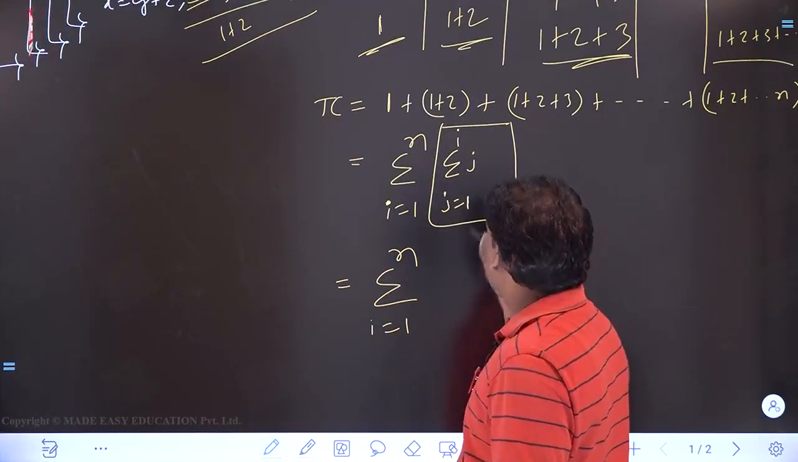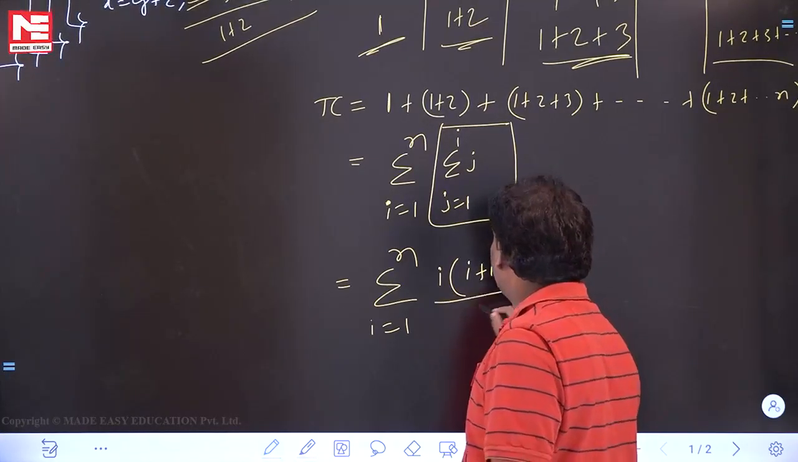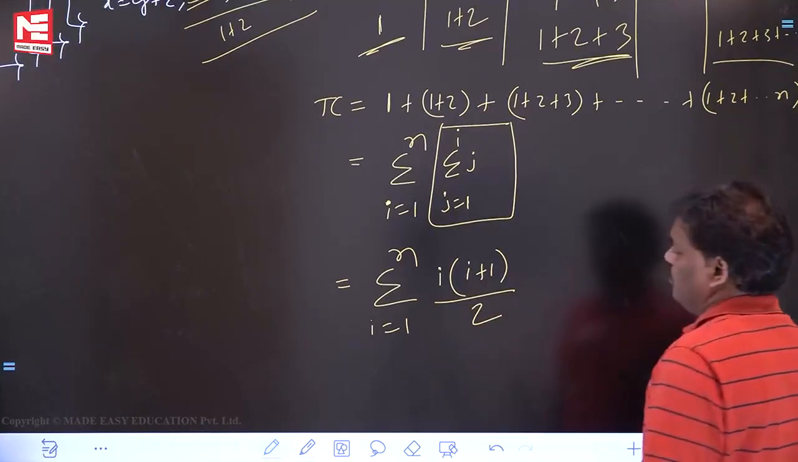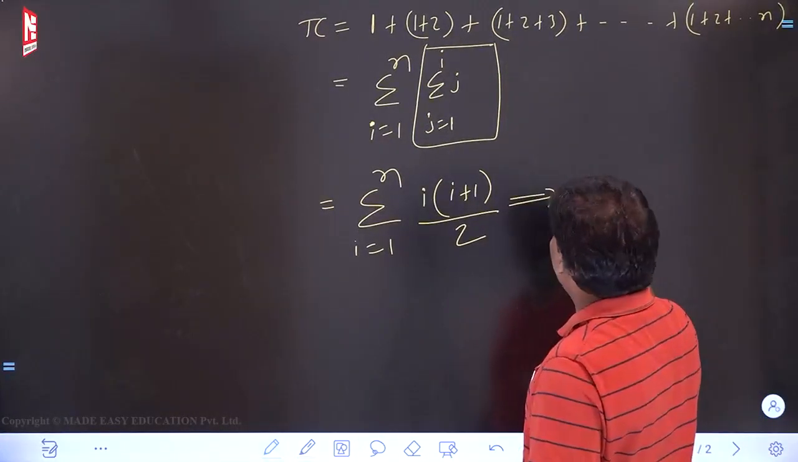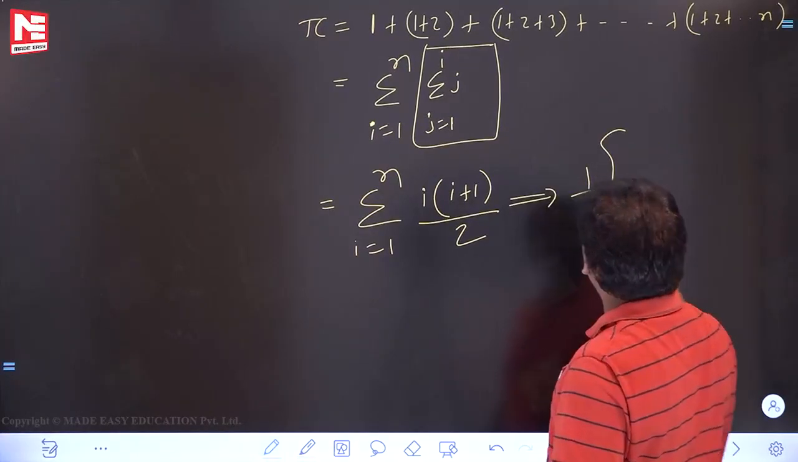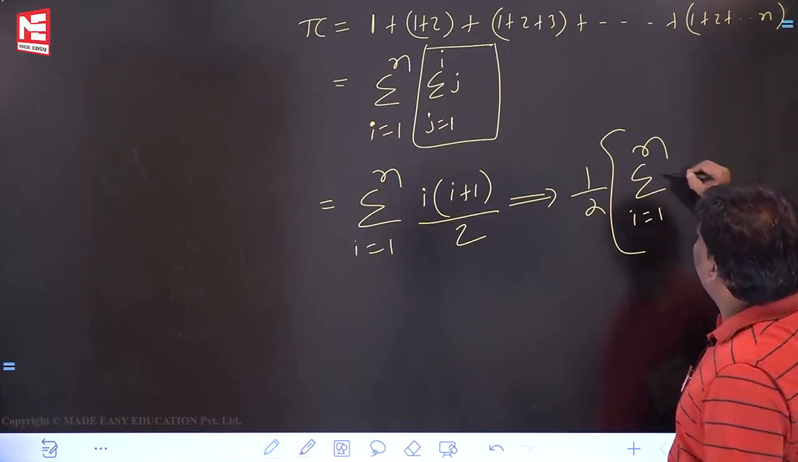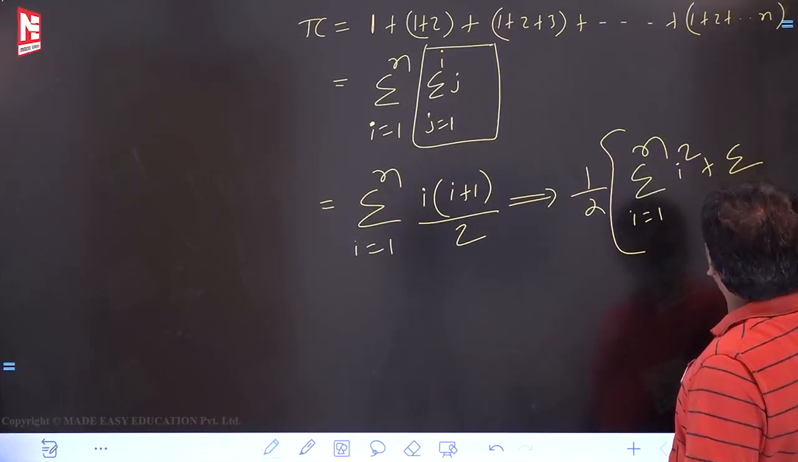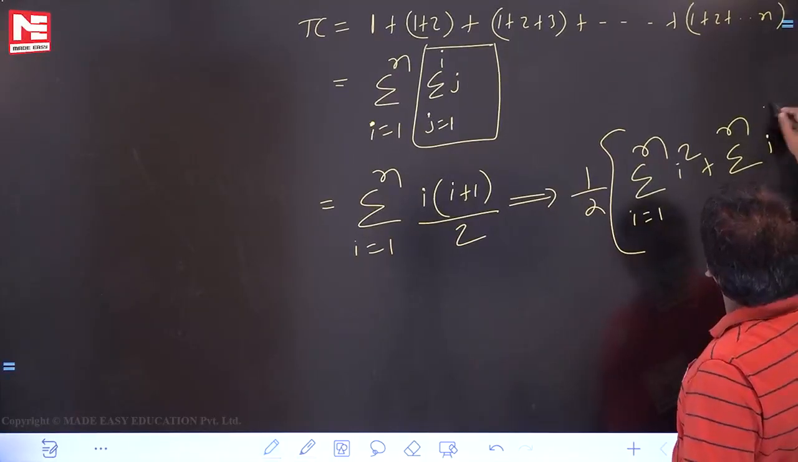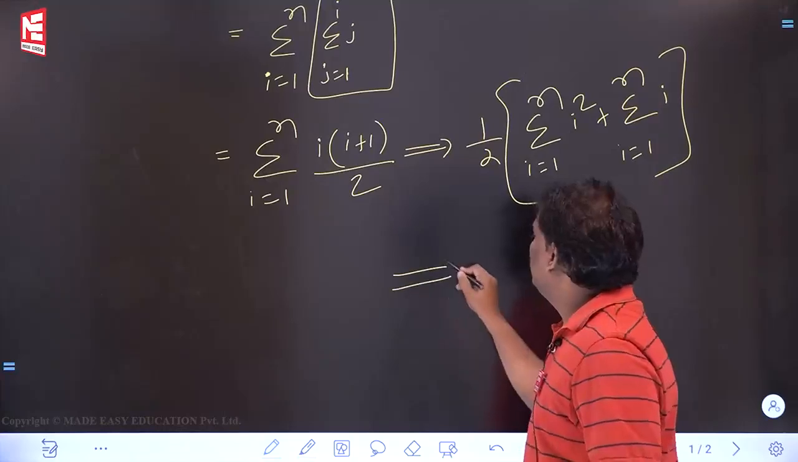What is the formula for the sum of i natural numbers? i into i plus 1 by 2. It is the sum of i natural numbers. Right? If you simplify, what is the answer? 1 by 2 is outside. Remaining, if you observe, sigma i equal to 1 to n of i square, plus sigma i equal to 1 to n of i. 1 by 2 common.